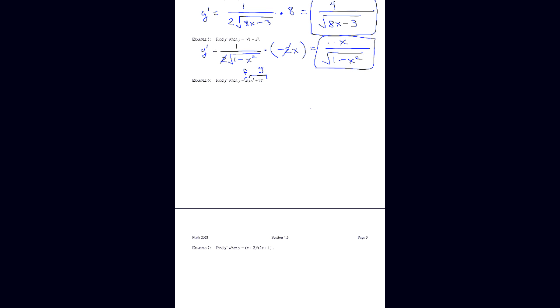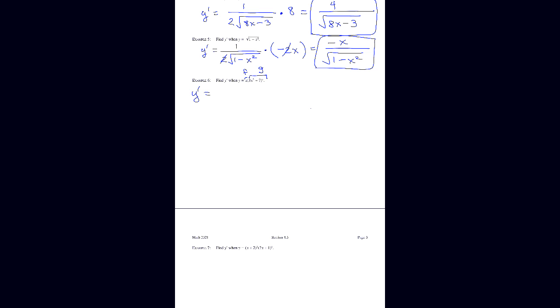Okay? So when I look at this, the first thing I identify is that it is a product, and I have to take the product rule to do this. Now, in the process of using the product rule, I am going to have to take derivatives, and I may need to use another rule at that time. And you just go with it. So let's do this one.